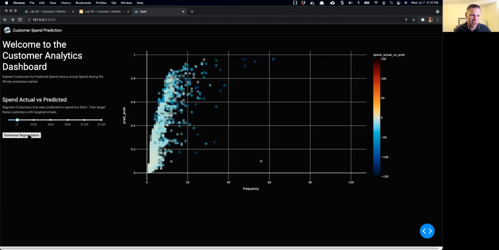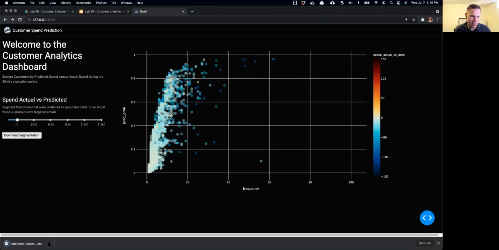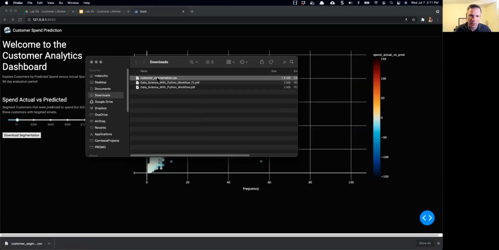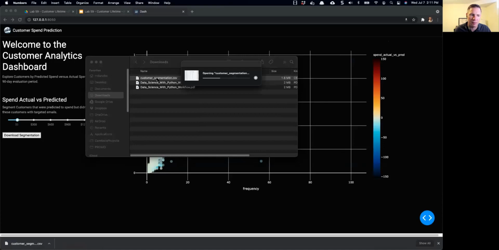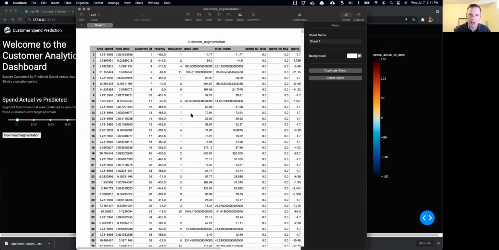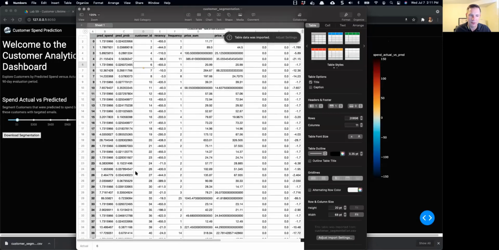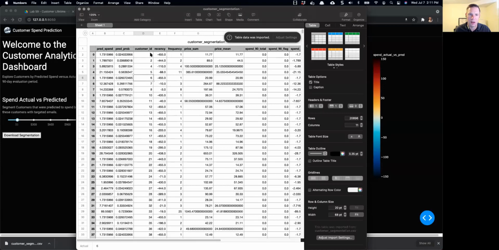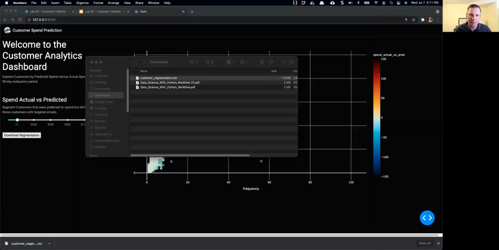And then what's cool is you can just click this button called Download Segmentation, and it downloads a CSV file of all of these customers that have negative actual values versus their predicted values. And what we can do is show it in the Finder, which opens over here, and open that up. And right there, you have all of the people that should be spending more money than what they have spent. And you have all of their customer IDs. And you can scroll down through and see who was predicted to spend what and how much they spent. So that's how the tool works.